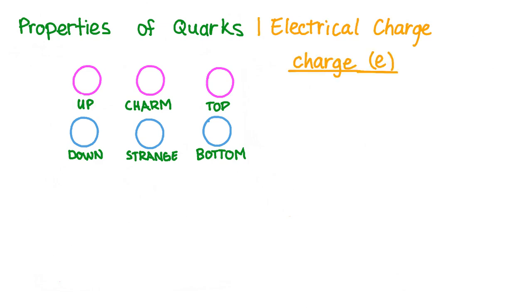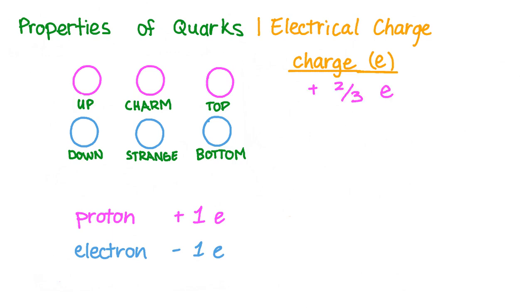To express the charge of quarks, we'll use elementary charges denoted by the letter e. For reference, the charge on the proton is positive 1e, and the charge of the electron is negative 1e. The electrical charge of quarks depends on their flavor. The up, charm, and top quarks all have a charge of positive 2/3 e, while the down, strange, and bottom quarks have charges of negative 1/3 e.